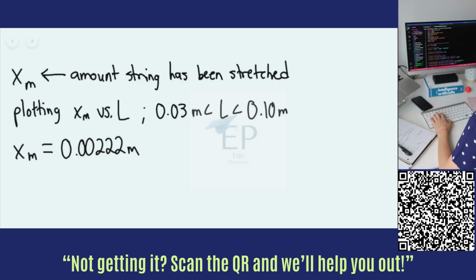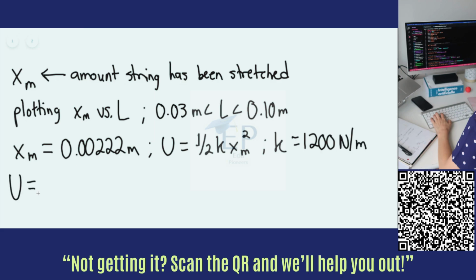And essentially, using this value of x sub m with the given spring constant, we can then say that the maximum potential energy would be equal to 1/2 times the spring constant times the maximum displacement squared. We know that the spring constant k is going to be equal to 1200 newtons per meter. And then we can say that the potential energy is going to be 0.00296 joules. This is going to equal the energy of the block as it passes through the initial position.